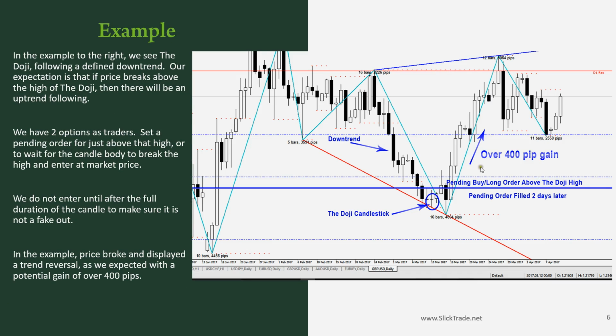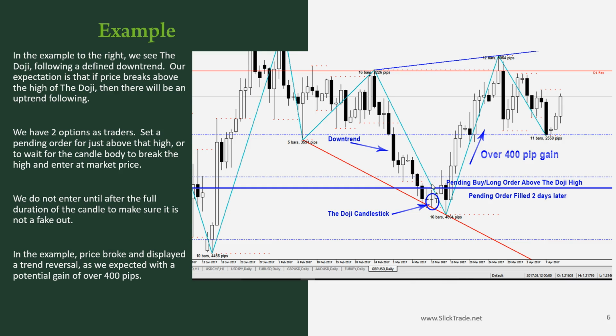In this example to the right, we see the Doji, like I just pointed out. And it's following a defined downtrend. Our expectation is that if price breaks above the high of the Doji, then there will be an uptrend following. So right here is the high, and you'd wait until price actually broke a little above that high. Now we have two options as traders. We can either set a pending order for just above that high, or we could wait for the candle body to break the high and enter at market price.